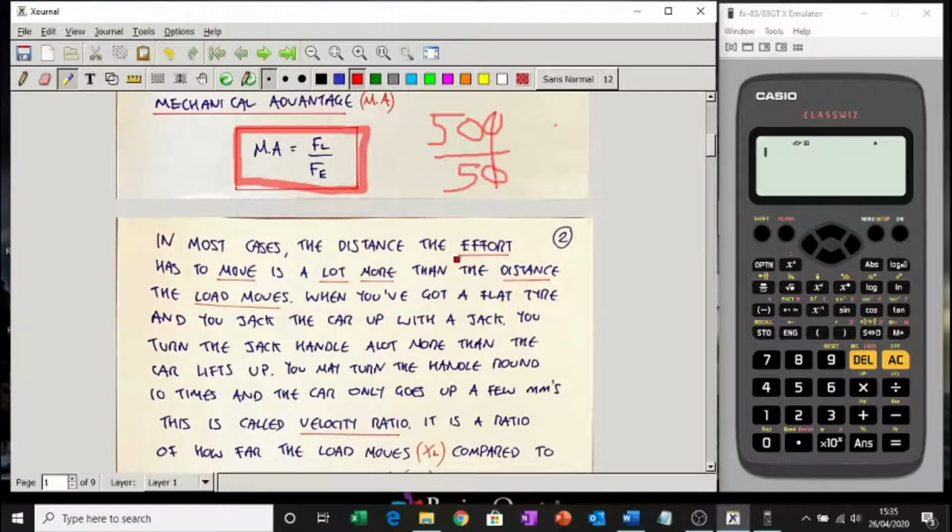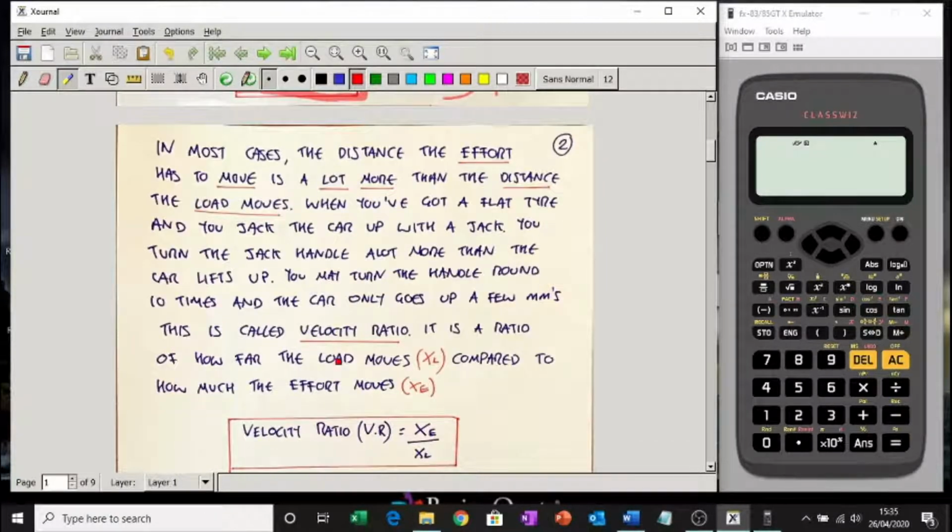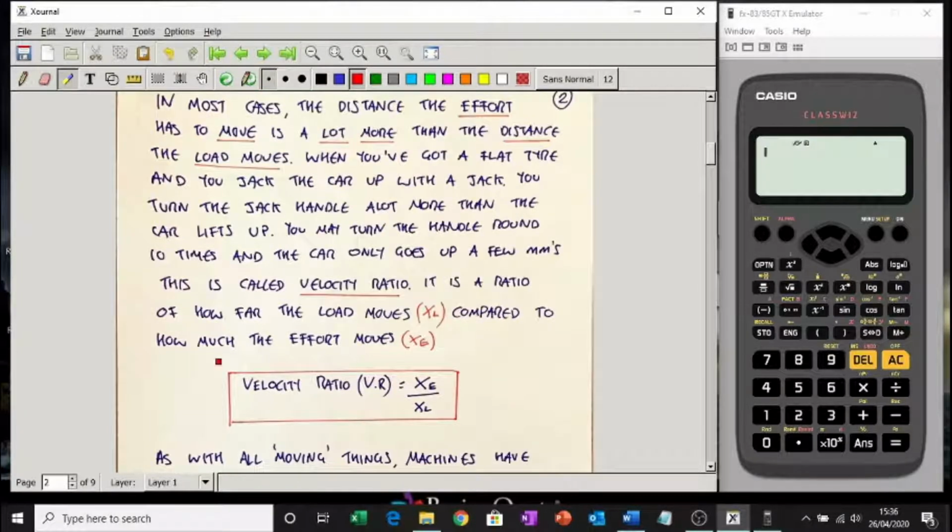So in most cases, the distance the effort has to move is a lot more than the distance the load moves. When you've got a flat tire and you jack the car up with a jack, you turn the jack handle a lot more than the car lifts up. You may turn the handle round 10 times and the car only goes up a few millimeters. This is called velocity ratio. It is a ratio of how far the load moves, X just means distance and L means load, compared to how much the effort moves. E means effort and X just means distance. So the velocity ratio is a ratio of how much the effort moves compared to the load.